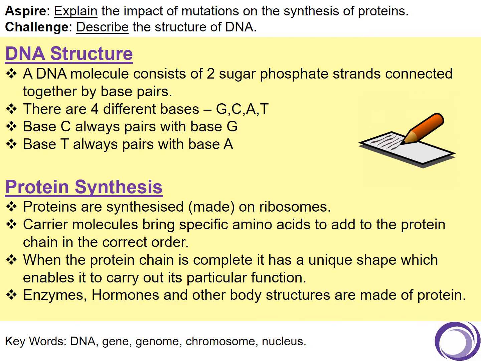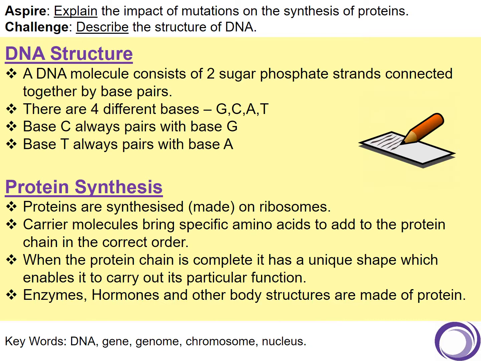So a DNA molecule consists of 2 sugar phosphate strands connected together by base pairs. There are 4 different bases, G, C, A and T. Base C always pairs with base G and base T always pairs with base A.